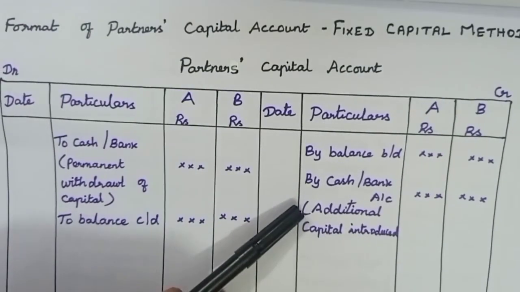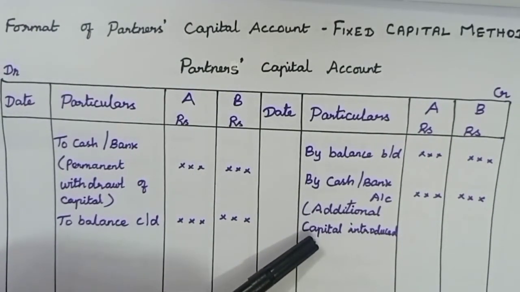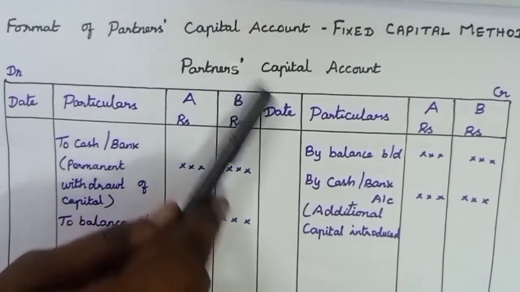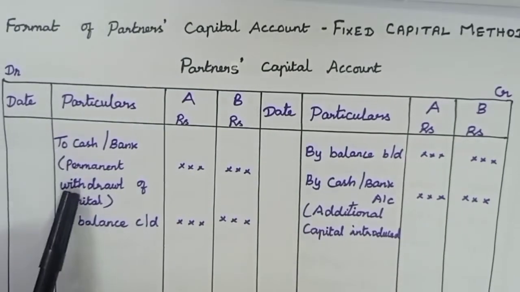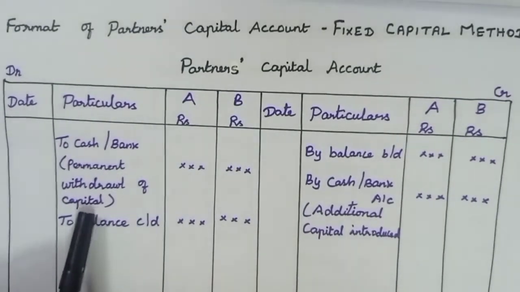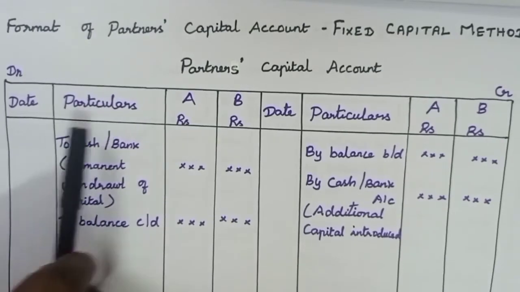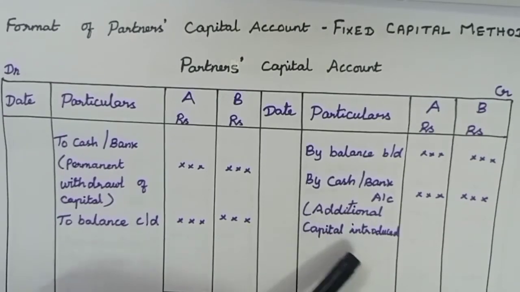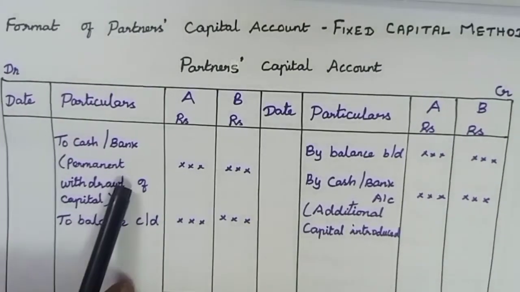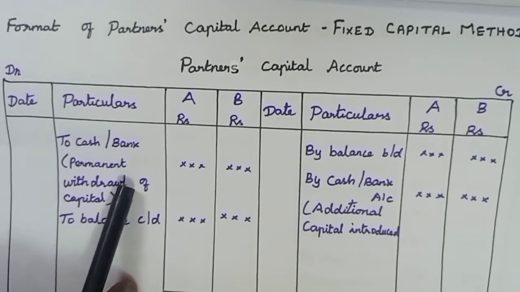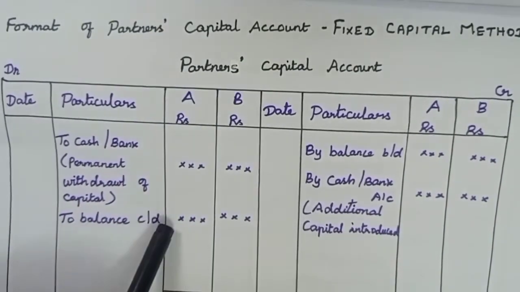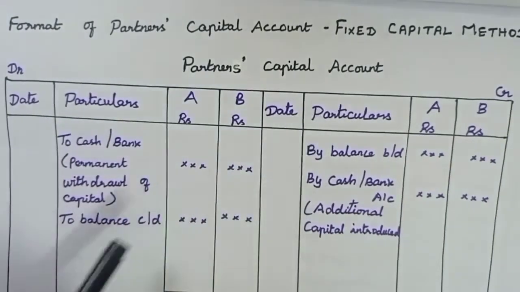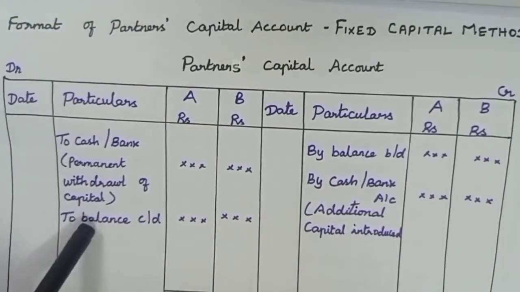If any additional capital is introduced by the partner, that also appears on the credit side of the partner's capital account. If there is any permanent withdrawal of capital, that will be shown on the debit side of the partner's capital account. Unless any additional capital is introduced or capital is withdrawn by the partner, the balance of capital account remains unchanged. It is fixed. Capital account will always show credit balance under this method.